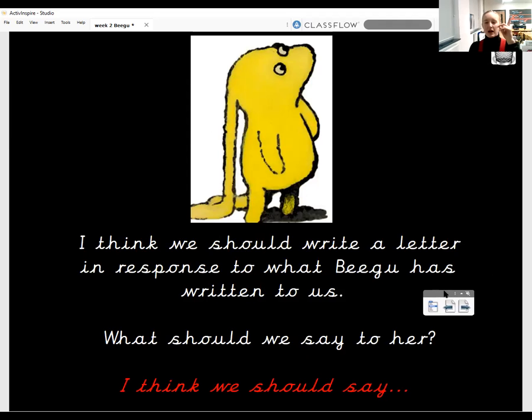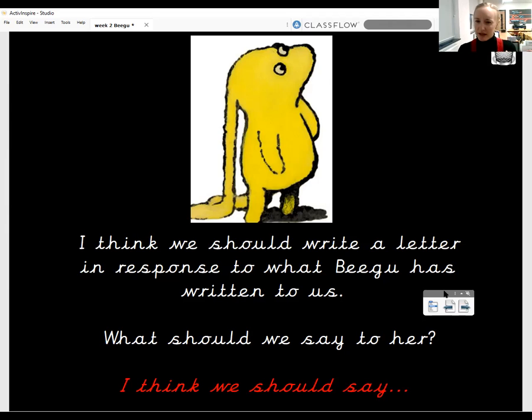So, how's about then? We write a letter to Bigu in response to what she has told us. Maybe something to try and cheer her up. What could we say to her? Have a little think. What might we say to try and cheer Bigu up in this letter? I've got an idea. We might say things or tell her to do things that will make her feel better.